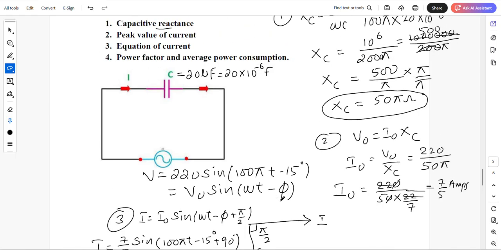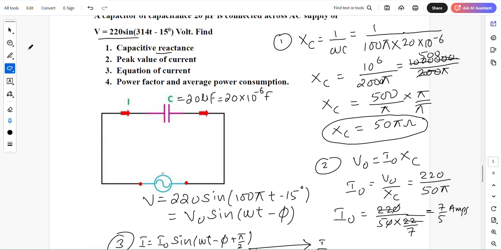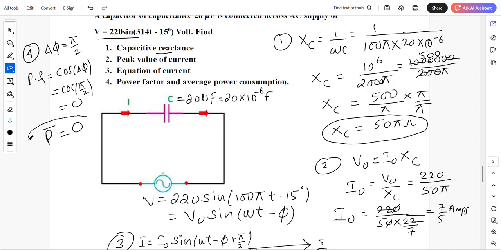Now number 4, again, what is power factor? What is the phase difference? Pi by 2, that is the angle between current and voltage is pi by 2. Power factor is given by cos of delta phi. That is cos of pi by 2, which is 0. What is the average power consumed? Average power consumption is equal to 0, and power factor is also equal to 0. Hope you understood this sum.